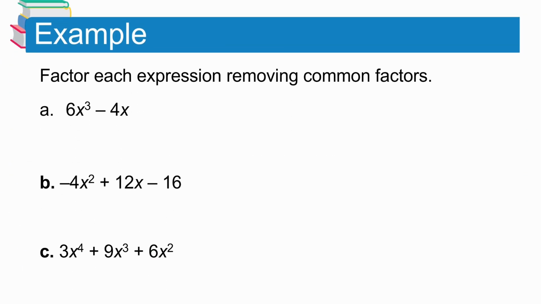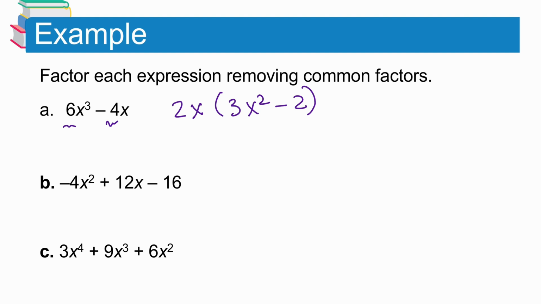Okay, so we want to factor each expression by removing common factors on these. And so this one is even and this one is even. So we know we can pull out a 2. We also know we can pull out an x. So 2x, that'll leave us with 3x squared minus 2, right?